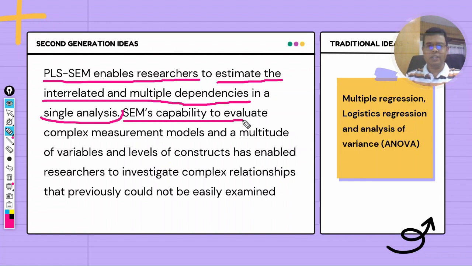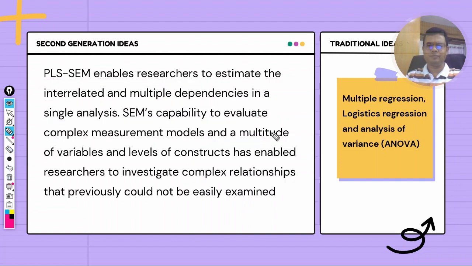SEM's capability to evaluate complex measurement models and a multitude of variables and levels of constructs has enabled researchers to investigate complex relationships. Once again, the complex relationships. But using the traditional way like SPSS or advanced Excel tools, or the basic tools of Stata, you cannot do this actually. So these are the explanations of first generation analytical tools and second generation analytical tools.